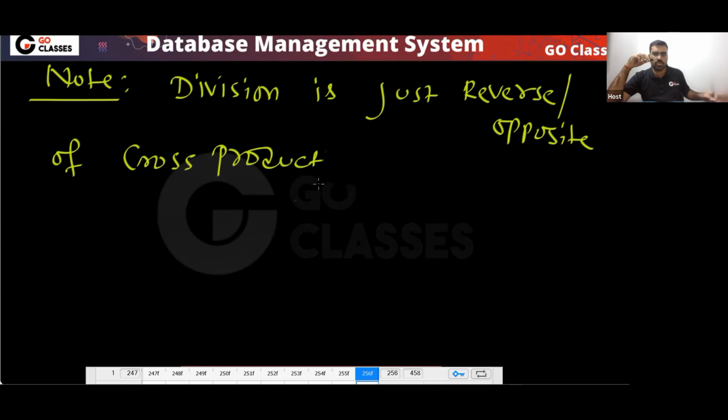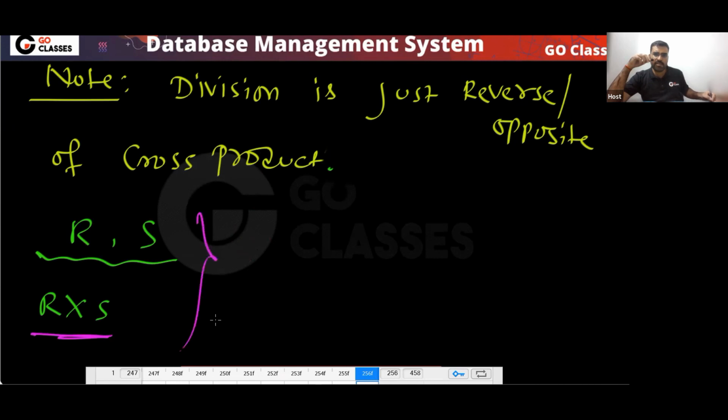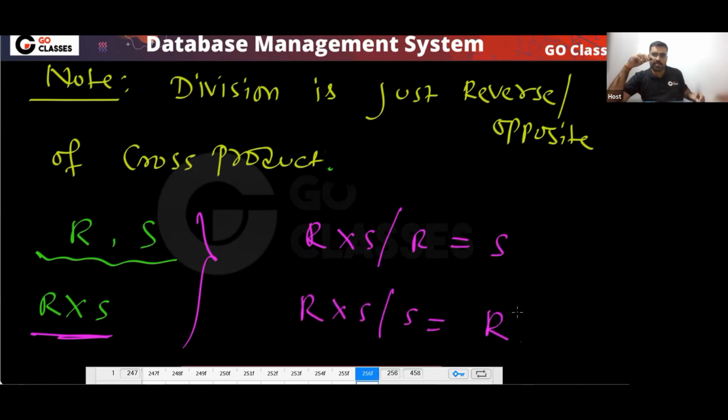So this is the idea, because you can notice if you have some relation R and relation S, then R cross S will combine everyone. Now if you divide by R, you will get S. And if you divide by S, you will get R. So if you want to separate them, you can use division. Is this clear?